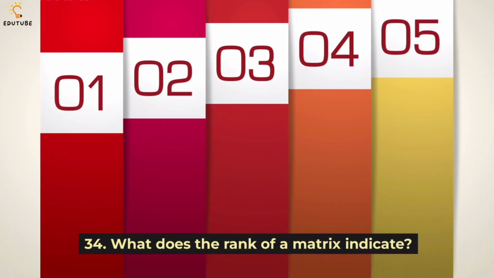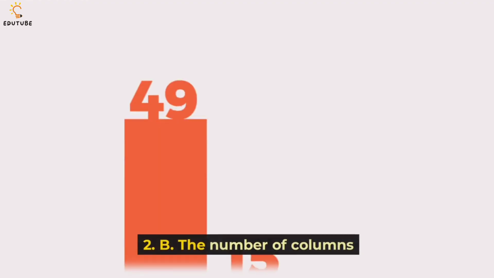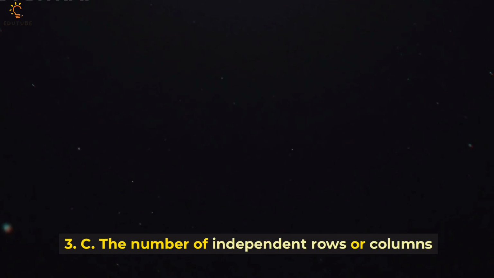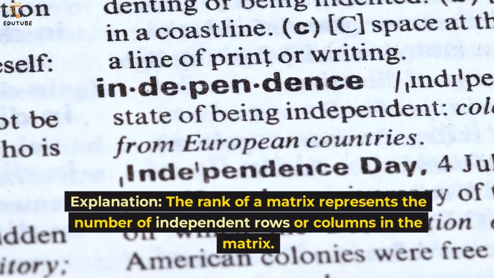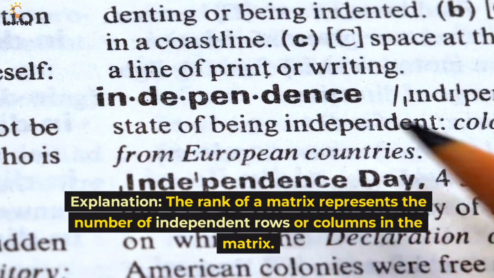34. What does the rank of a matrix indicate? A. The number of rows. B. The number of columns. C. The number of independent rows or columns. Answer: C. The number of independent rows or columns. Explanation: The rank of a matrix represents the number of independent rows or columns in the matrix.